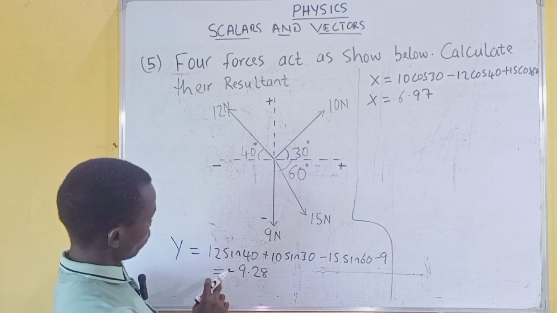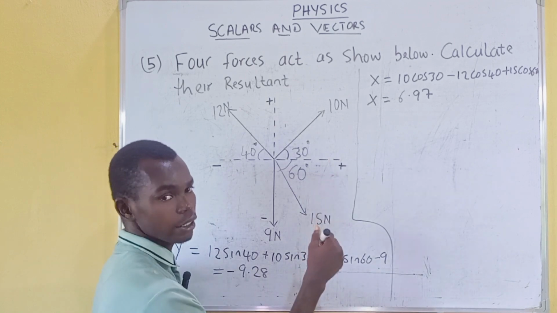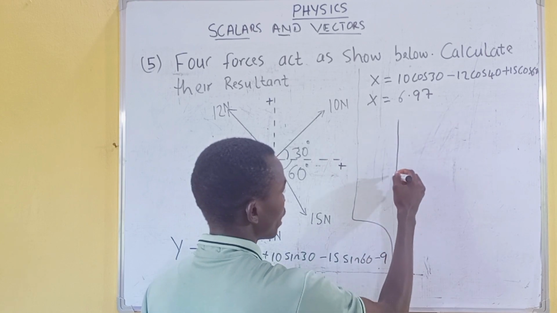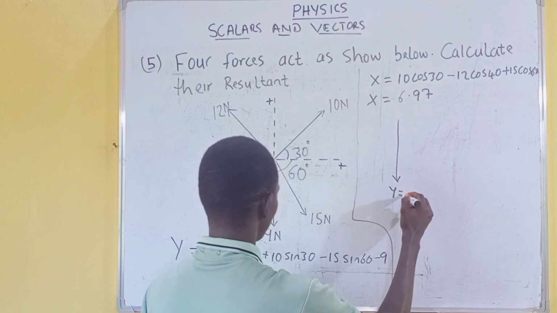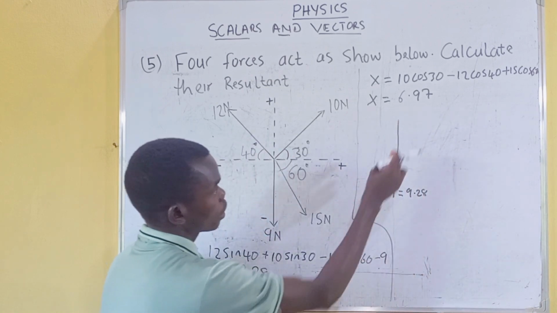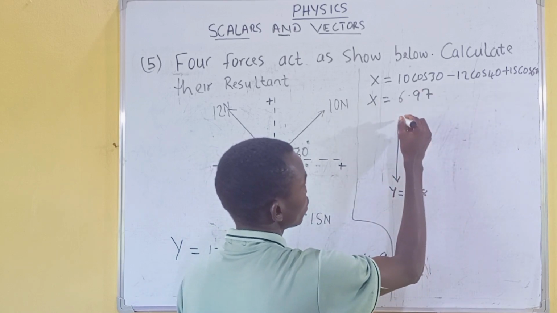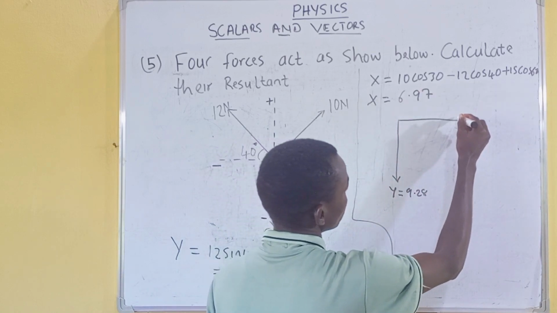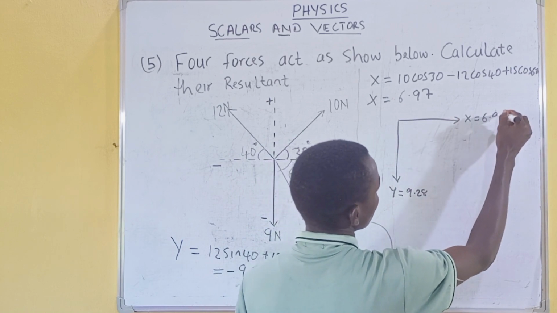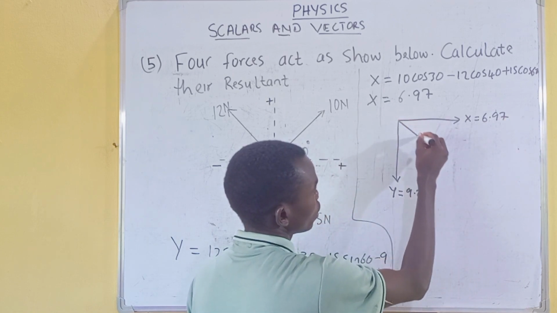From the x component and the y component, we can draw out the two vectors. Since the y component is negative 9.28, it indicates that it is going in the downward direction. So this will now be our y, which is equal to 9.28. And the horizontal component, since it is positive, indicates that it's going to the right side, now this x component, which is equal to 6.97. So our resultant vector will be in this direction.